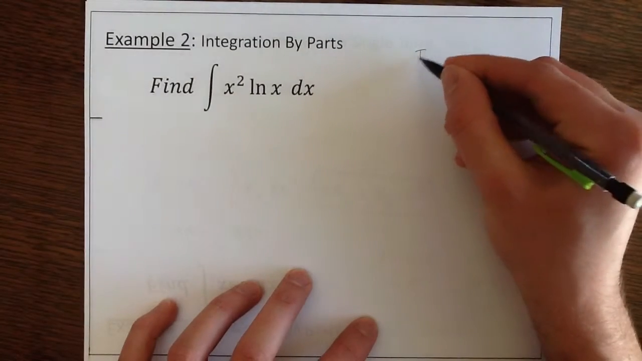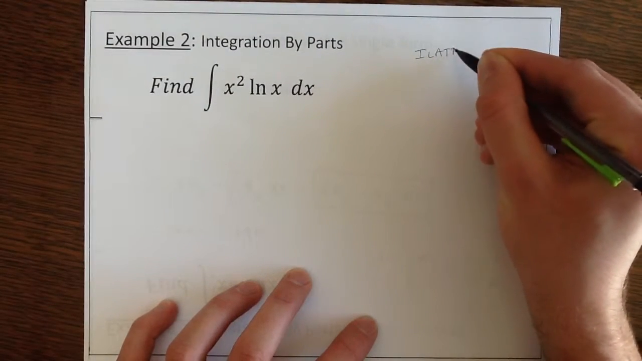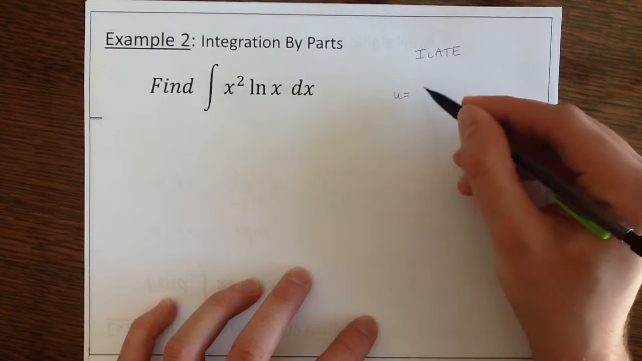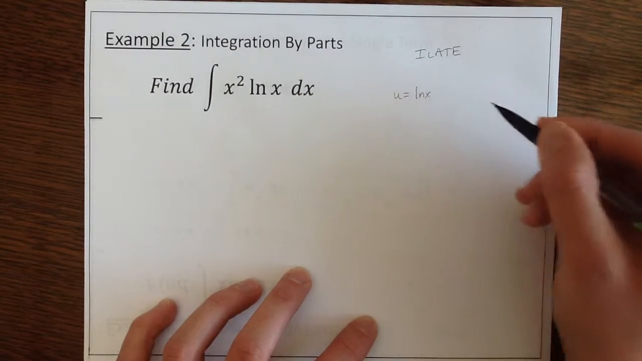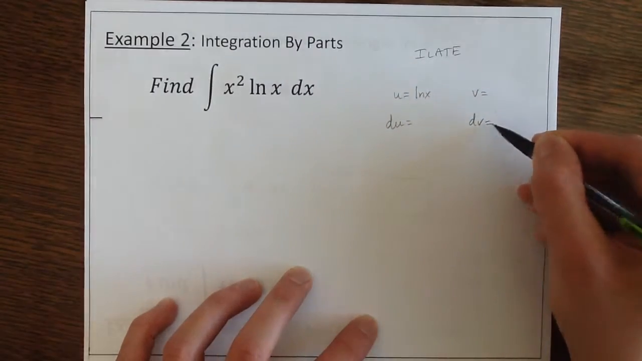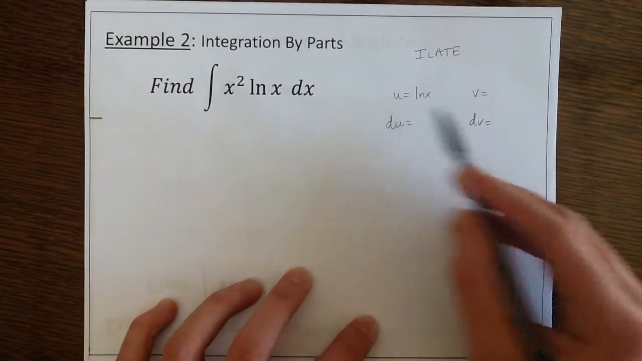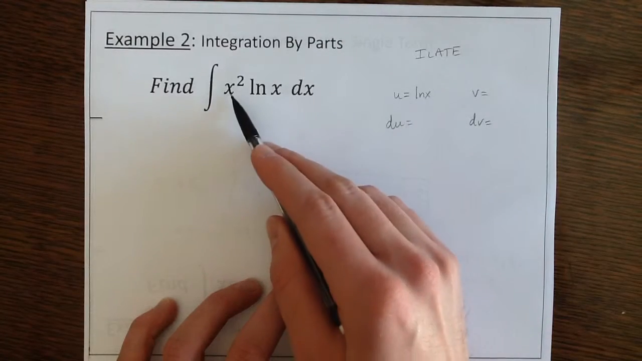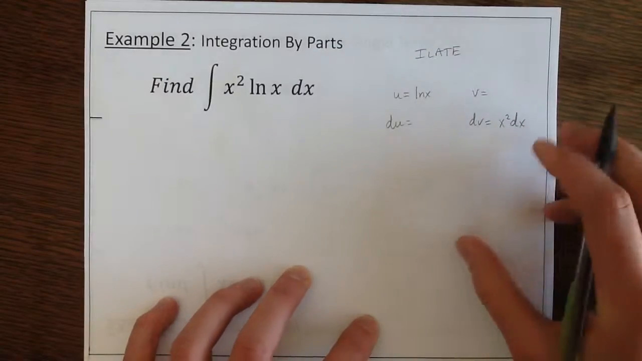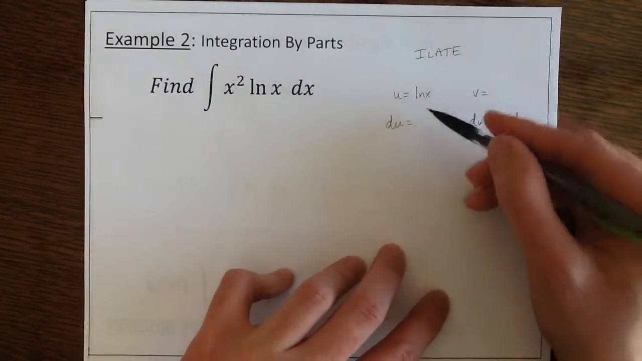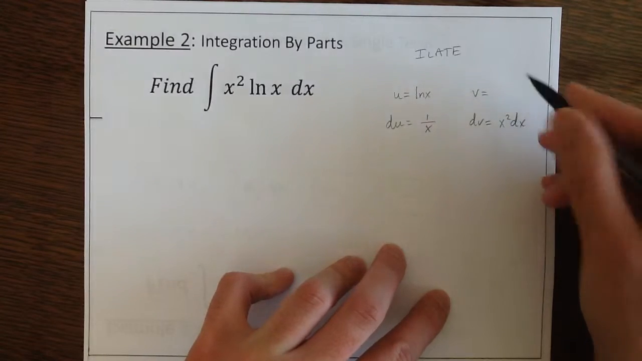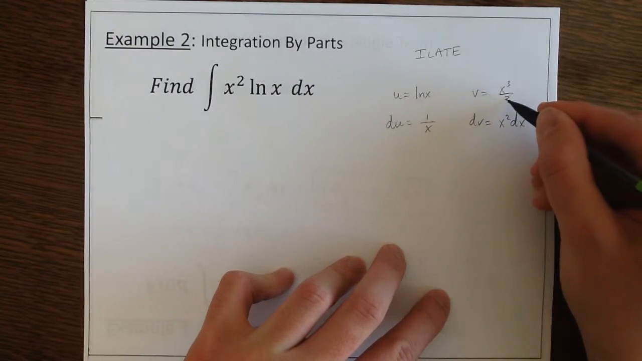Again, I would just run through the acronym first. In terms of inverse trig, I don't see any. Logarithmic, I do. So in this case, I would say let u be the natural log of x. So then I've got du, v, and dv. If u is the natural log of x, then dv is whatever is left over. So this would be x squared times dx. So for du, we know the derivative of natural log is just 1 over x. And then if I find the antiderivative for x squared, this would be x cubed over 3.